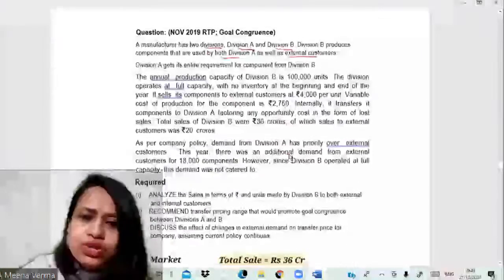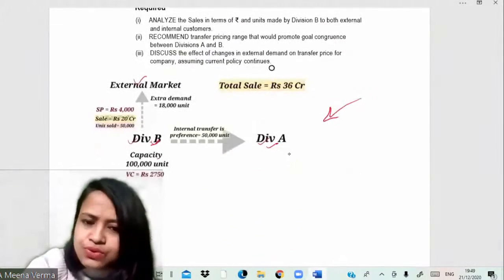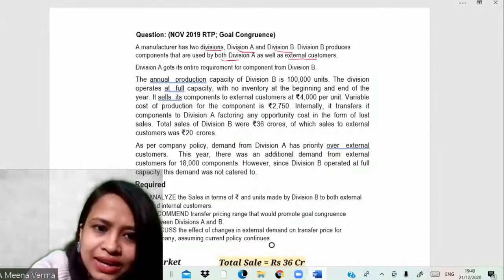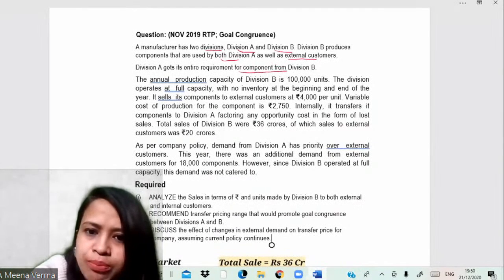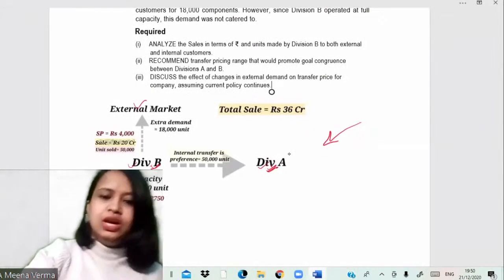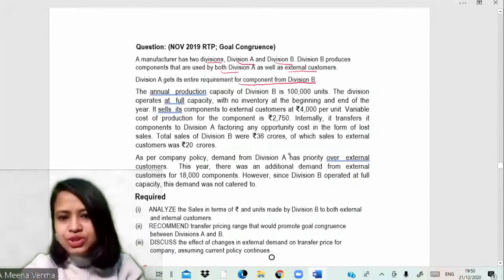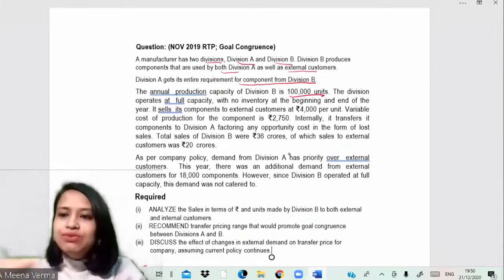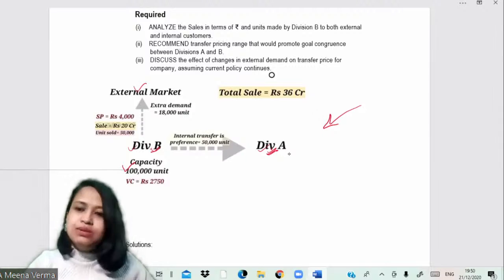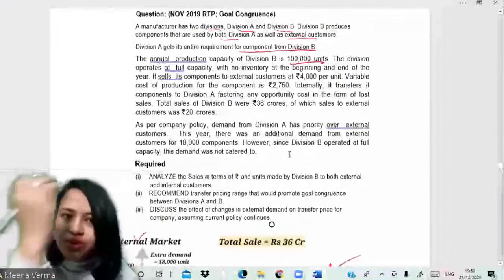So we have two divisions, Division A and Division B, and Division B is producing goods for Division A and for the external market. It is mentioned here: Division A gets its entire requirement for the component from Division B. Now, the annual production capacity of Division B is 1 lakh units annually. Division B can produce a maximum of 1 lakh units.